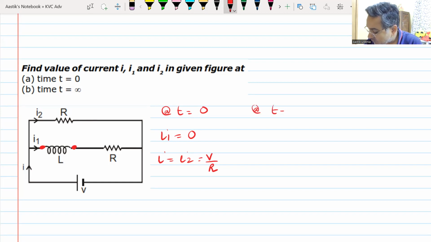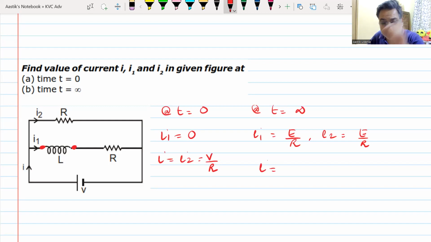At time t equal to infinity, this behaves as a short circuit. The inductor is not there. So the value of I1 becomes equal to E by R. It is simple. The value of I2 also becomes equal to E by R. They are connected across the battery. The value of I becomes I1 plus I2, so it becomes 2E by R. Do we understand this? Yes. I'll give you a minute to note this down.